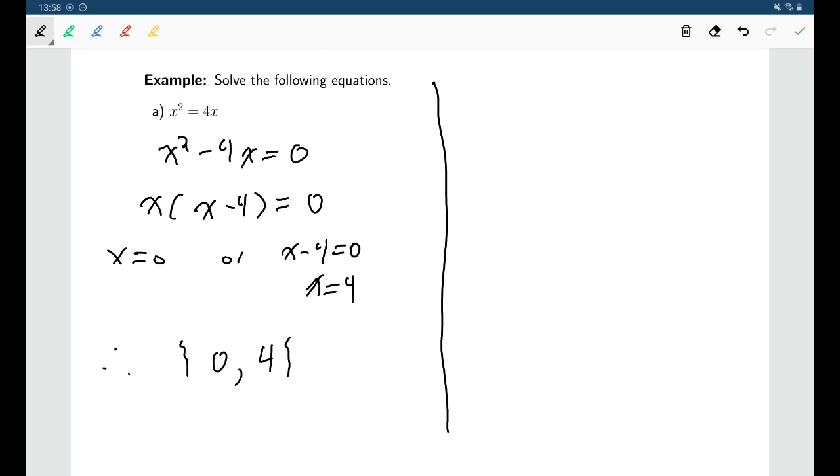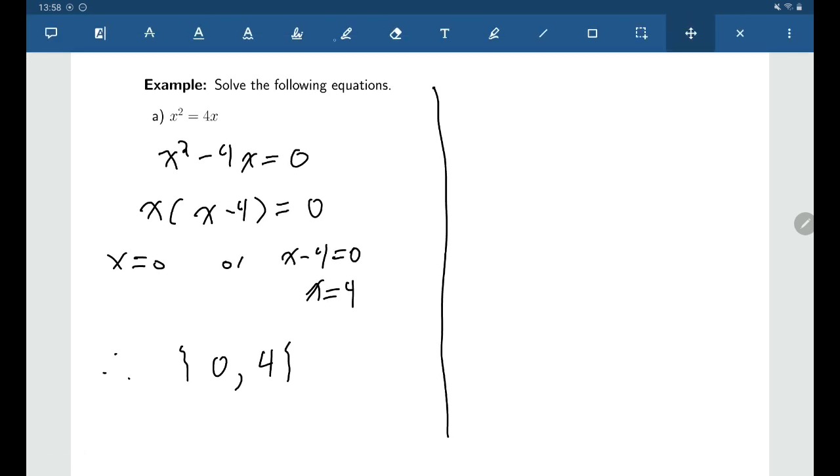And same thing as with all the equations that we solve, you can go back and check your answers. You can find that if you were to put 0 into this equation, it would make left side equal to right side. And if you were to put 4 into this equation, it would also make left side equal to right side. So you can feel confident in your solutions that they are 0 and 4.